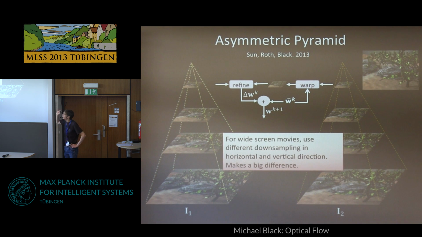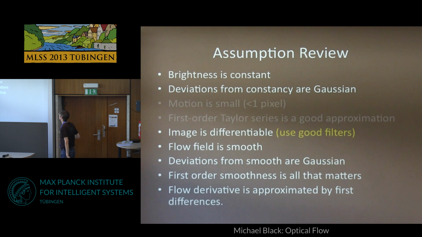And there's one neat little thing. It turns out there's a tiny little change you can make. Typically these are symmetric, so you subsample the image by the same amount in the vertical and horizontal direction. But with widescreen movies, directors shoot them with a lot more horizontal motion and much bigger horizontal motions. So if you just subsample more in the horizontal direction, you can capture much wider motions. People hadn't done that before, but it works really nicely.